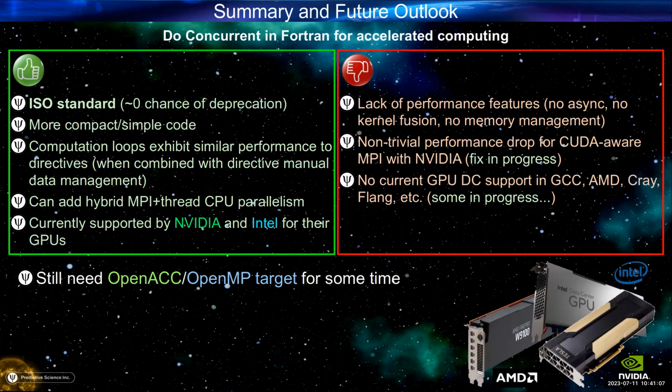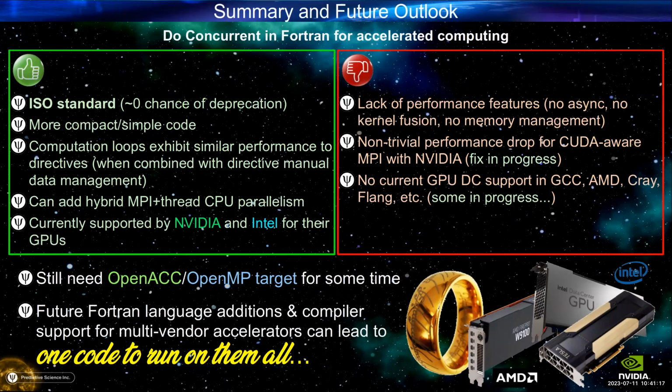So the basic conclusion is we still need OpenACC or OpenMP target for some time. That's not going away anytime soon. But future language additions and compiler support for multi-vendor accelerators could lead to one code to run on them all, right? And that's the end goal for everybody, basically. And so currently, right now, we've been able to make the code much more readable for domain scientists using do concurrent, because most of the loops are just regular do concurrent loops. And we sprinkle in the OpenACC that's needed. And as things progress, then we'll have less and less OpenACC.